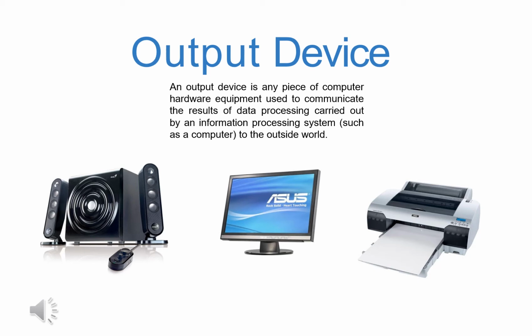The output which is provided by the computer in hard copy paper format is known as hard copy output. And the output which is displayed on the screen, which is not in paper based format, meaning it is in digital form, is known as soft copy output. So it is any piece of computer hardware equipment which is used to communicate the results of data processing carried out by an information processing system such as a computer to the outside world.